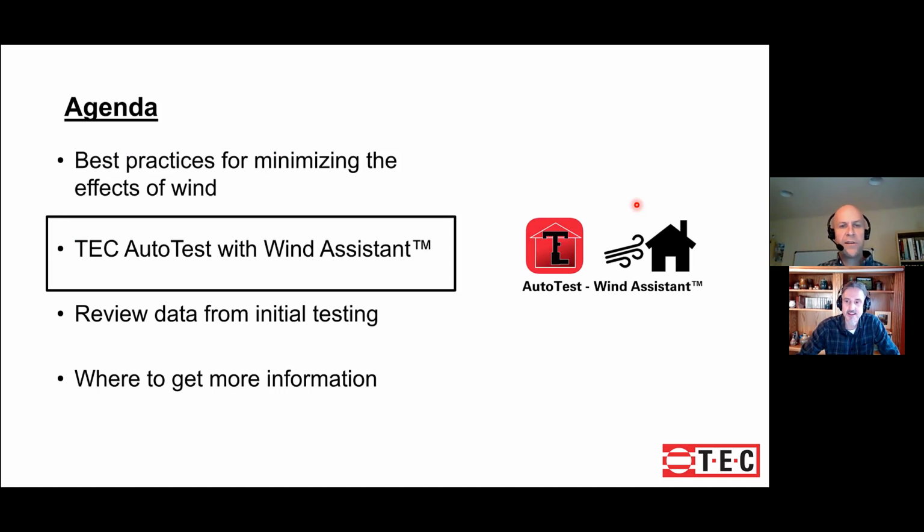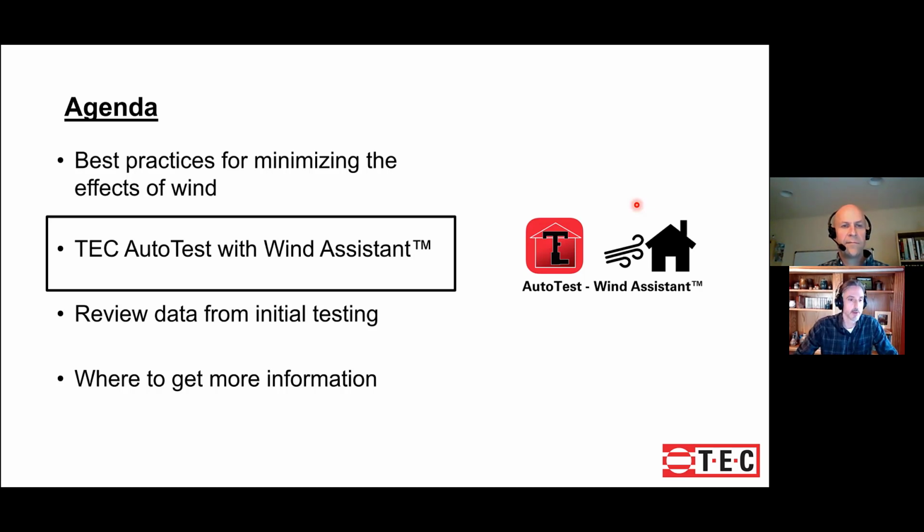And now I'm going to turn it back over to Bill to describe how we have implemented a change to TEC AutoTest called the Wind Assistant. Yeah, thanks, Colin. And it kind of builds on what you were just talking about, which is, when it's windy, there's some best practices to follow. And what Wind Assistant is trying to do in this first phase of its release is help a new user recognize when should I be changing my periods of record and making some of those adjustments.